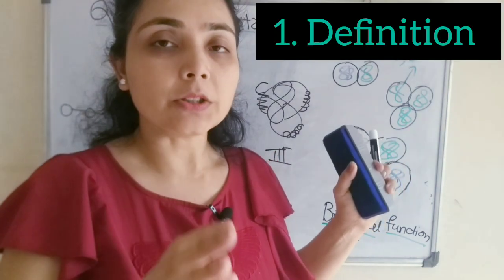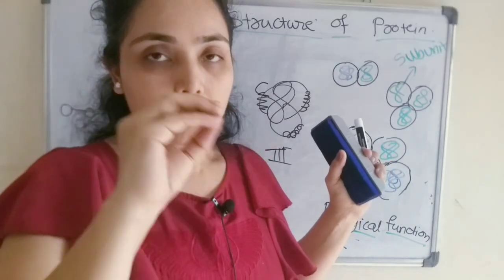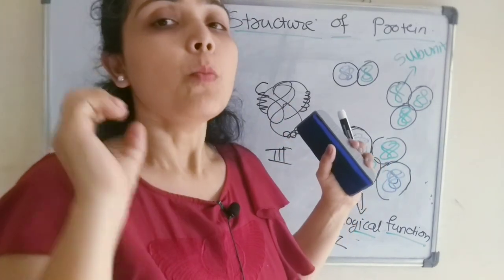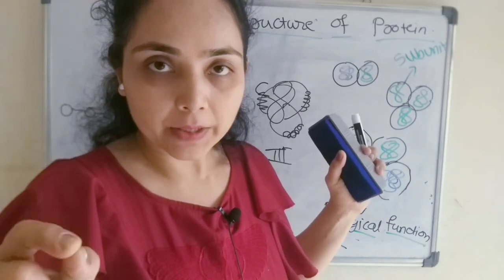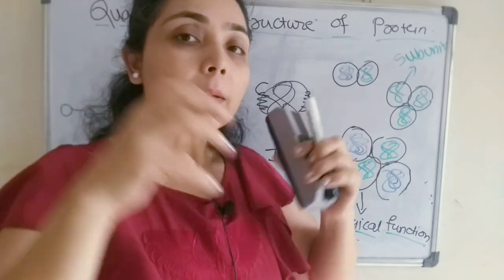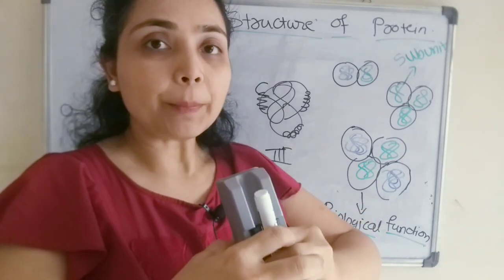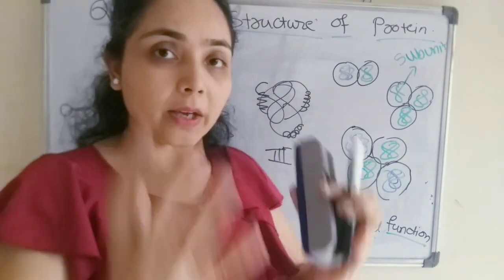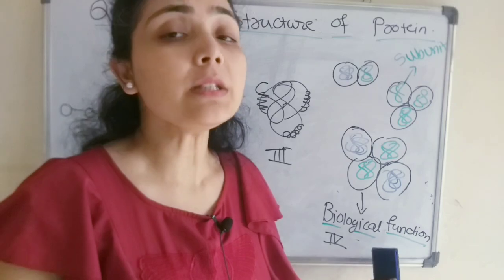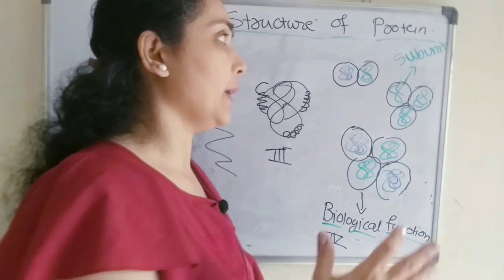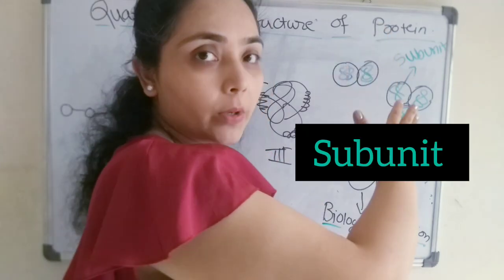Proteins having quaternary structure are those in which more than one polypeptide chain is present, and there are some interactions or bonding between these individual polypeptide chains, and together they carry out some biological functions. That is known as a quaternary structure. An individual polypeptide chain is known as a subunit.